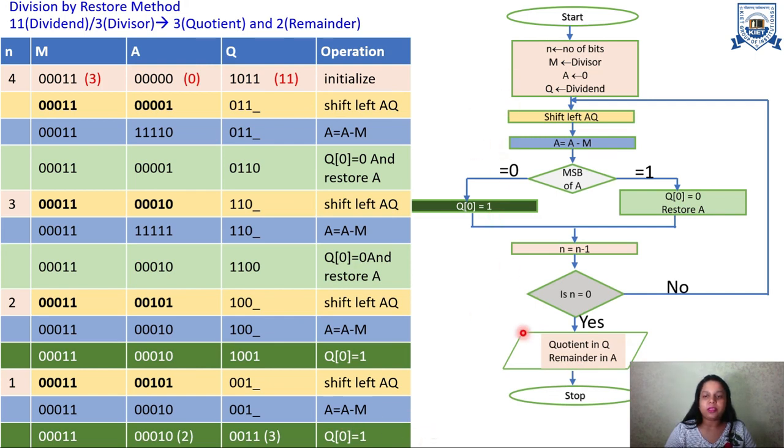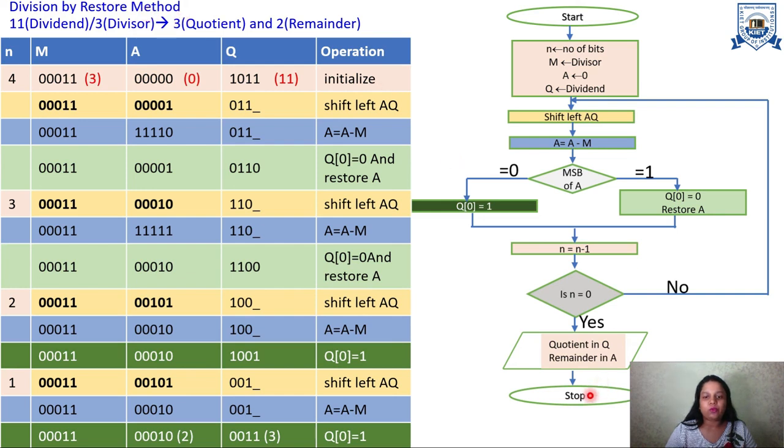We have done all the steps of this flowchart and we are able to see that in registers A and Q, we have results. In register A, we have the remainder, that is the value 2, and in the Q register we have the value of the quotient. The quotient we discussed in the starting is 3 and the resultant is 3, so both are matching. Our algorithm is successful. And the remainder was 2. Here also the remainder is 2. So our flowchart is successful in finding the result for division by the restoring method.